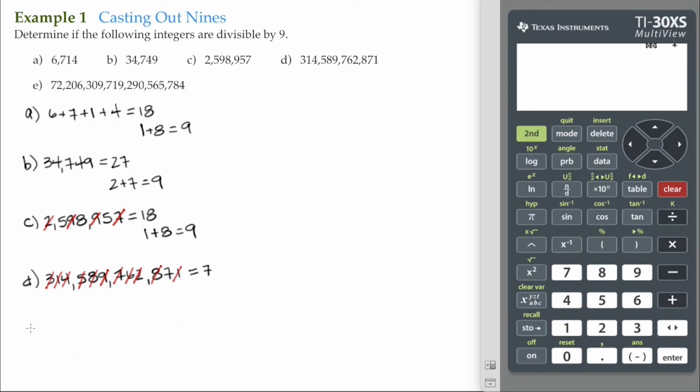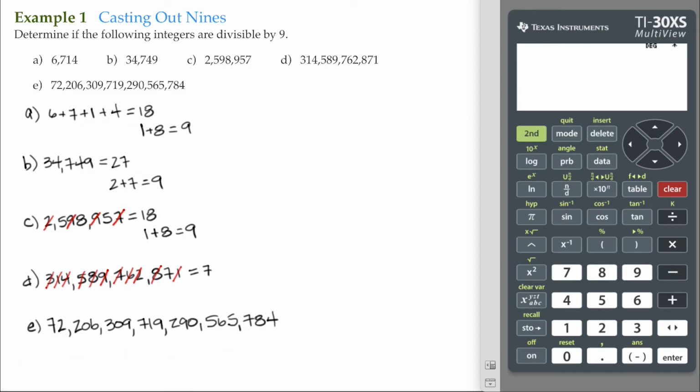And finally, let's try E. This is 72 quintillion, 206 quadrillion, 309 trillion, 719 billion, 290 million, 565,784. And we're going to see if this is divisible by 9. And if it's not divisible by 9, we can determine what the remainder might be. So we'll just cast out 9s.